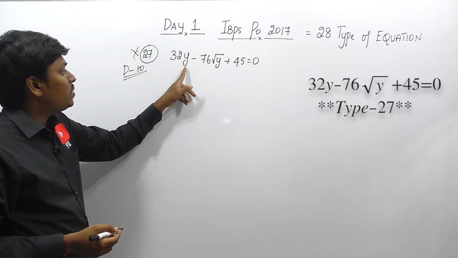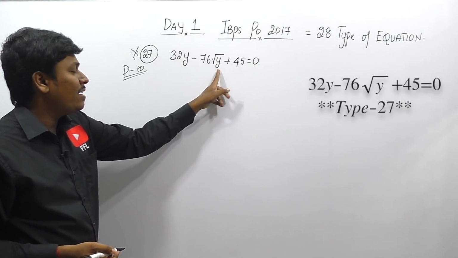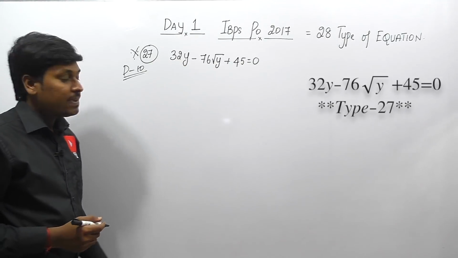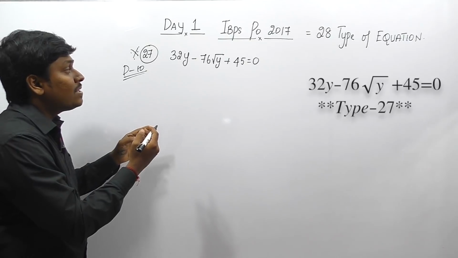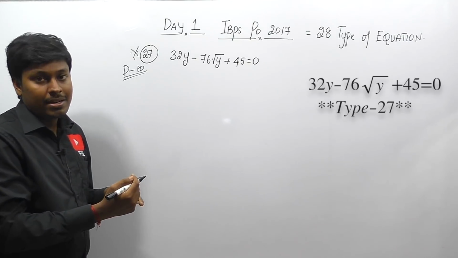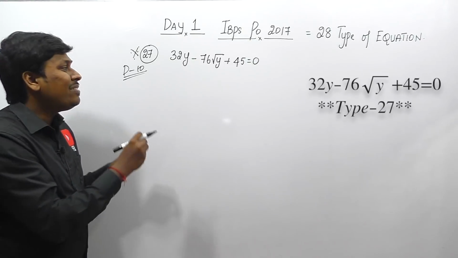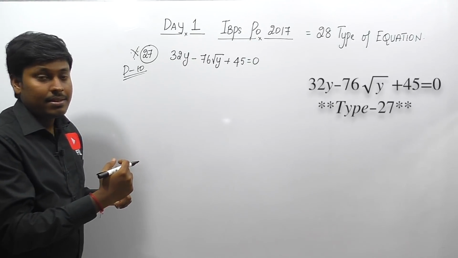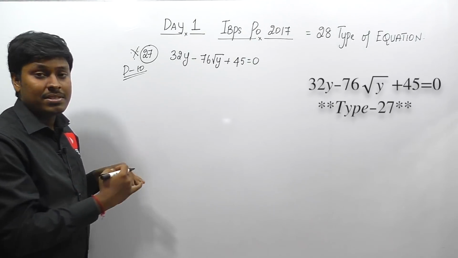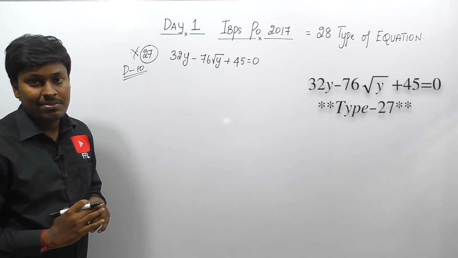Listen here friends, 32y minus 76 root y plus 45 is equal to 0. First of all, we need to convert this equation into a proper quadratic equation. You can directly solve this and you can find the factors, but only for some cases you will get the answer. If you follow the conventional method, then solving all the questions will be so simple.